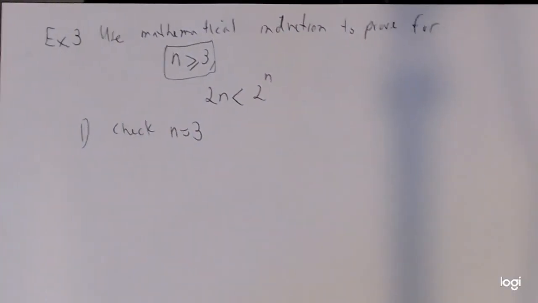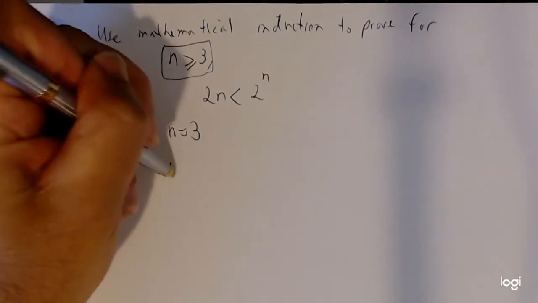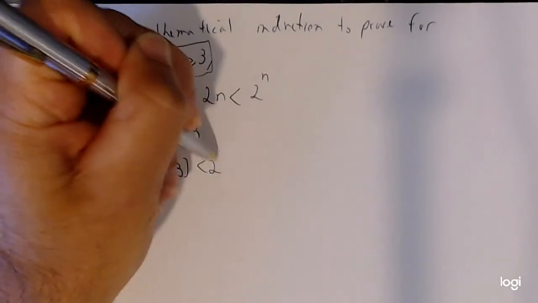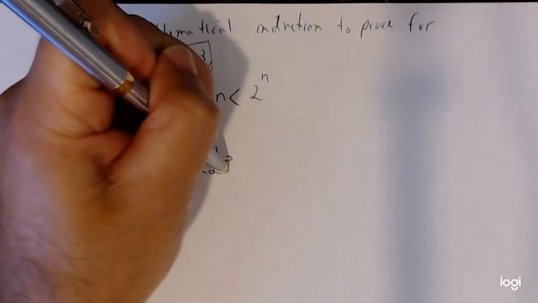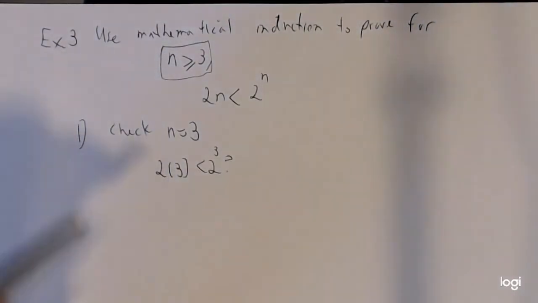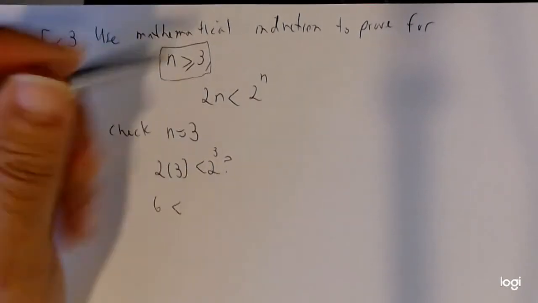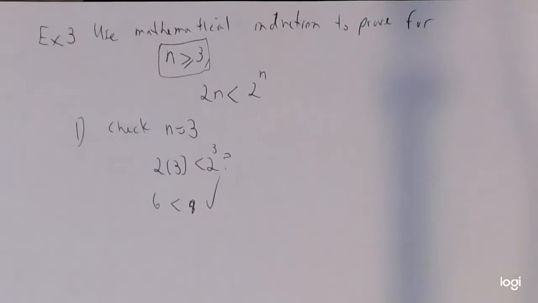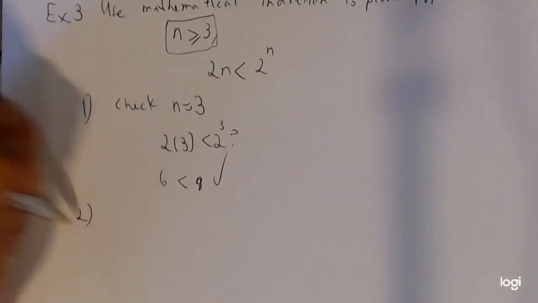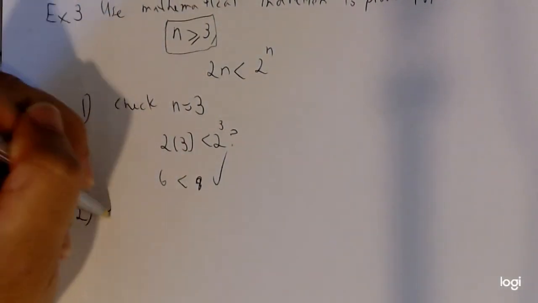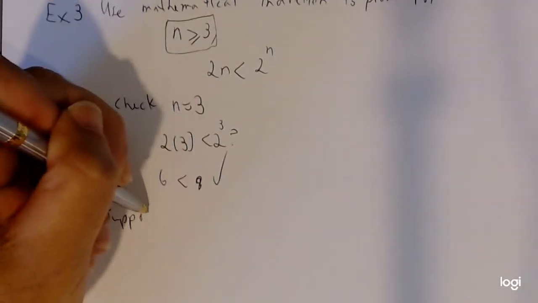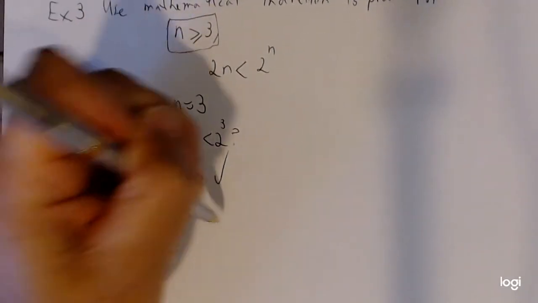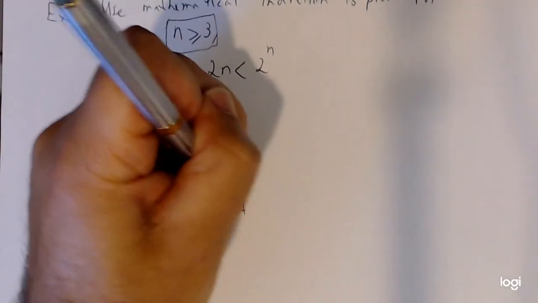And if n equals 3, what do I get? I get 2 times 3 is less than 2 to the power of 3, question mark. Which then what do I notice? 2 times 3 is 6, which is less than 2 cubed, which is 8, which sure enough it is. Now the second part is just a statement. So we're going to say, suppose n equals k is true.